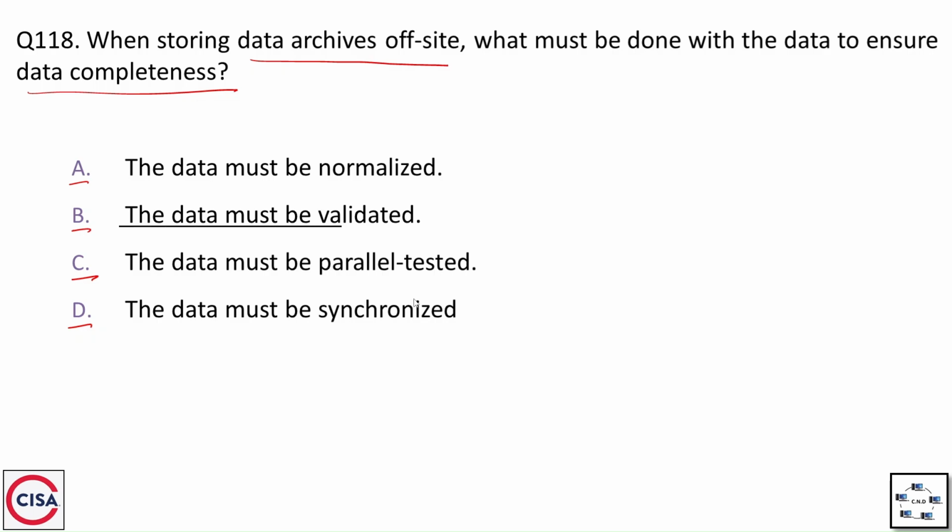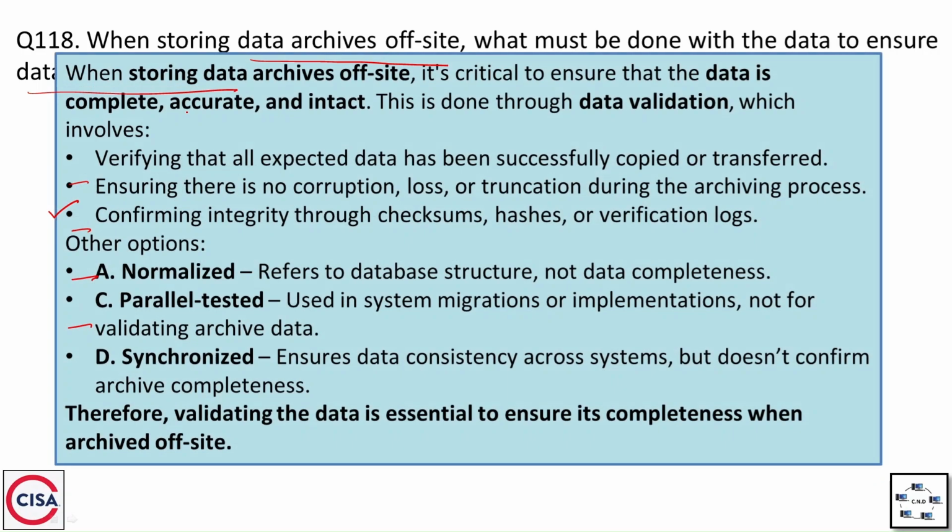And the correct option is option B, the data must be validated. So when storing data archives off-site, it's critical to ensure that data is complete, accurate, and intact. This is done through data validation, which involves verifying that all expected data has been successfully copied or transferred, ensuring there is no corruption, loss, or truncation during the archiving process, confirming integrity through checksums, hashes, or verification logs.